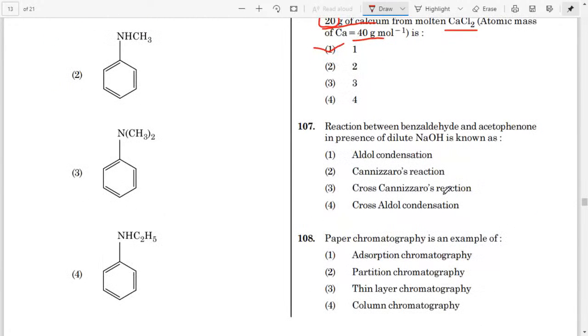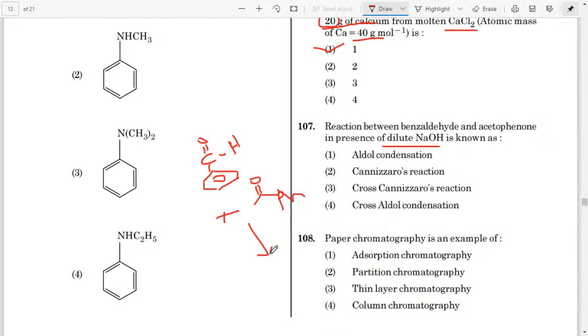Reaction between benzaldehyde and acetophenone in presence of dilute NaOH is known as. Let us write benzaldehyde. This is benzaldehyde, and acetophenone, I will write phenyl here. Acetophenone in presence of dilute NaOH. What is the reaction? Aldol reaction.